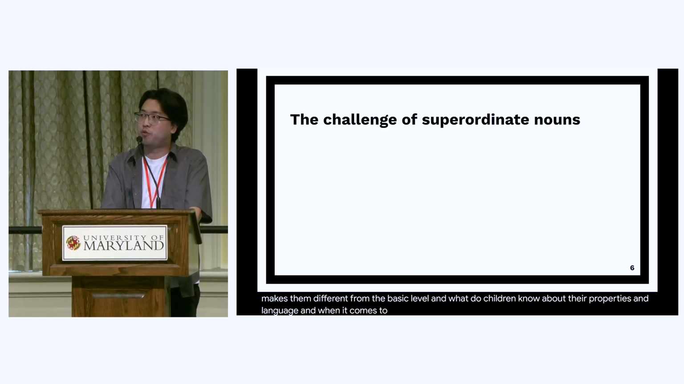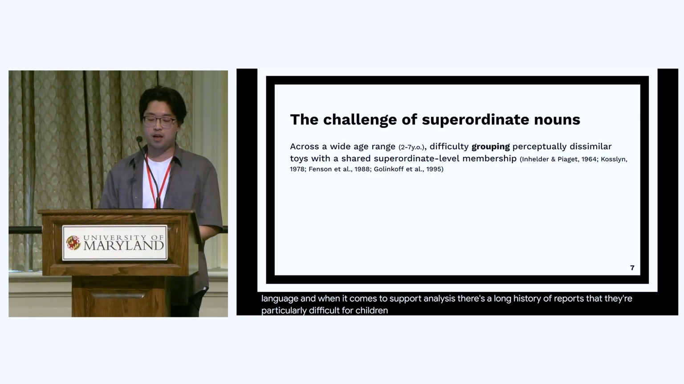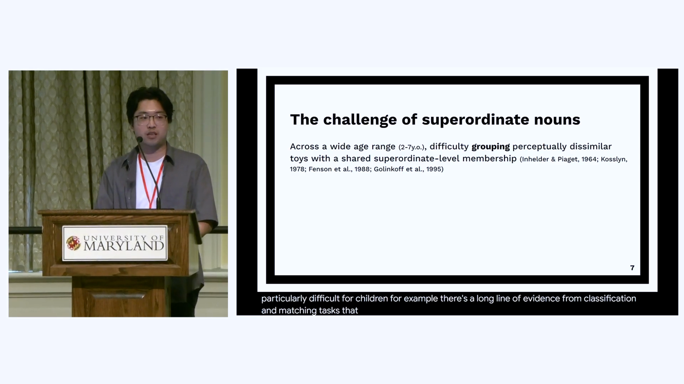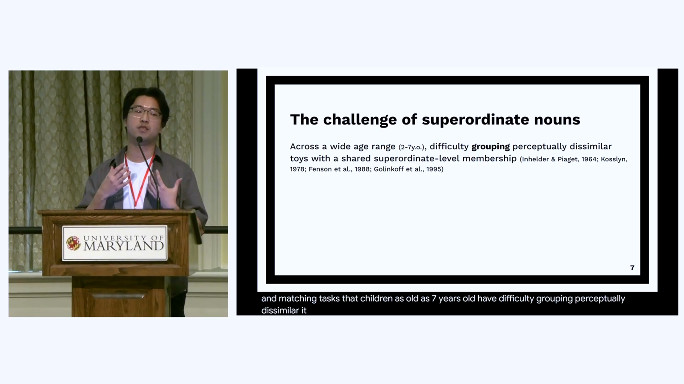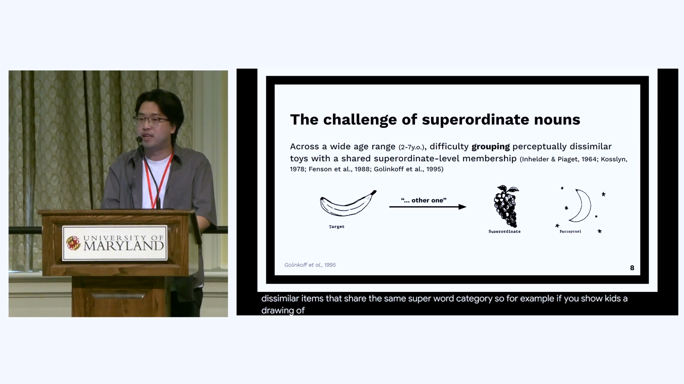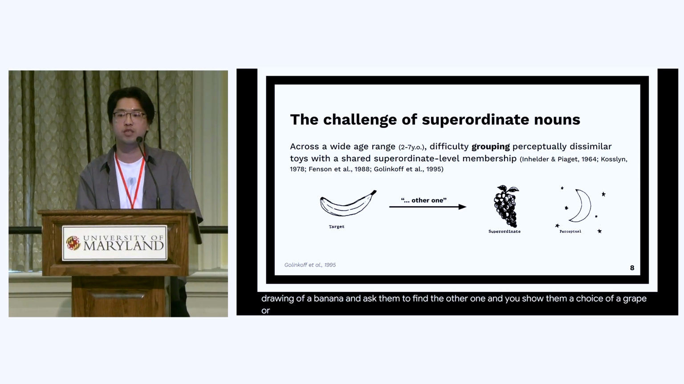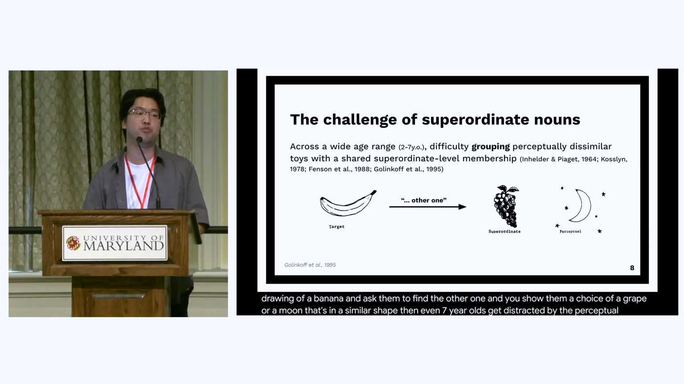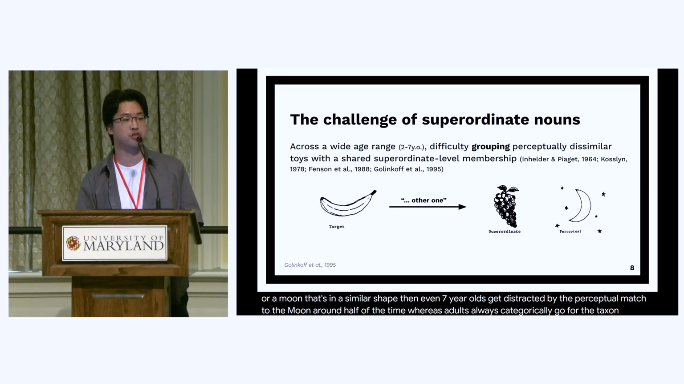And when it comes to superordinate nouns, there's a long history of reports that they're particularly difficult for children. For example, there's a long line of evidence from classification and matching tasks that children as old as 7 years old have difficulty grouping perceptually dissimilar items that share the same superordinate category. So for example, if you show kids a drawing of a banana and ask them to find the other one, and you show them a choice of a grape or a moon that's in a similar shape, then even 7-year-olds get distracted by the perceptual match to the moon around half of the time, whereas adults always categorically go for the taxonomic match to the grape.